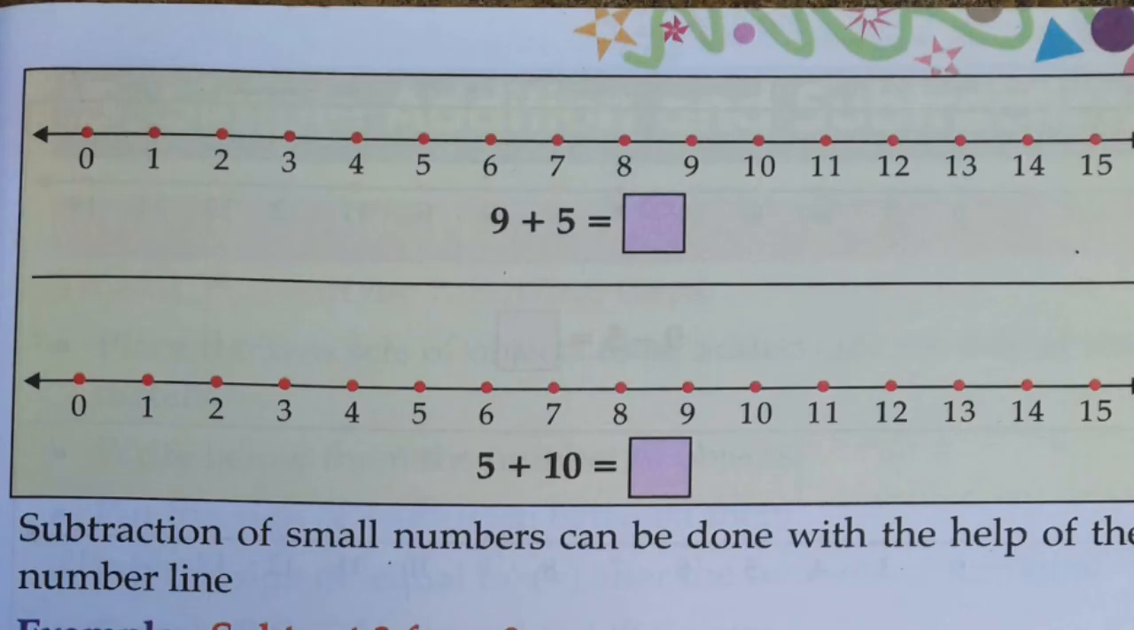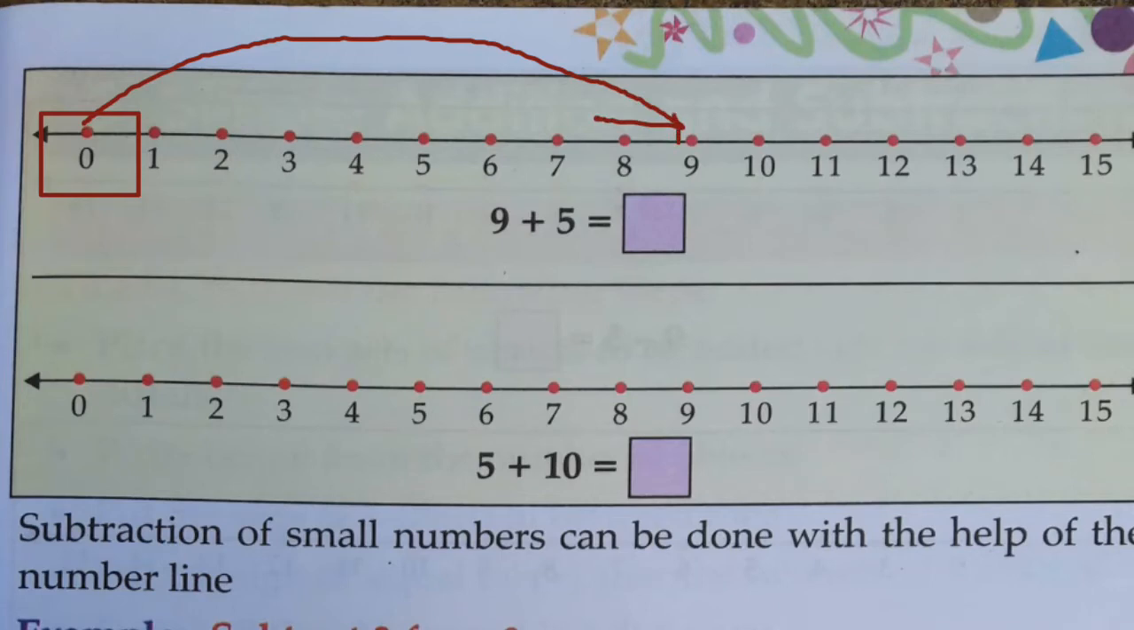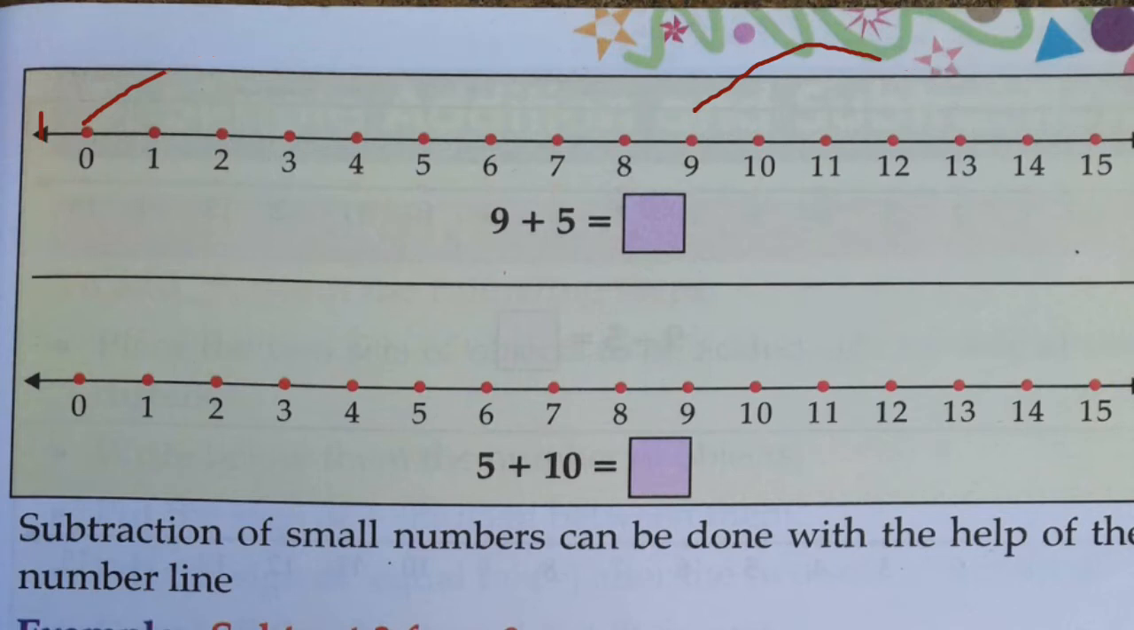Then the next question is 9 plus 5. First we have to take 9 steps from 0. When we will take 9 steps from 0, we will reach at 9. Then plus 5 means we have to take 5 steps forward from 9. From 9, you see the picture, from 9 again we will take 5 steps and we will reach at where? 9. Then 5 steps forward means 14. 9 plus 5 equal to 14.